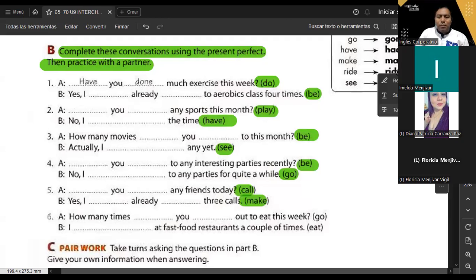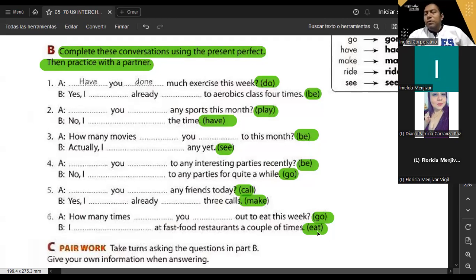Now, so tell me, what are the past participles of these verbs? You have do, be, play, have, be, see, be, go, call, make, go, eat.